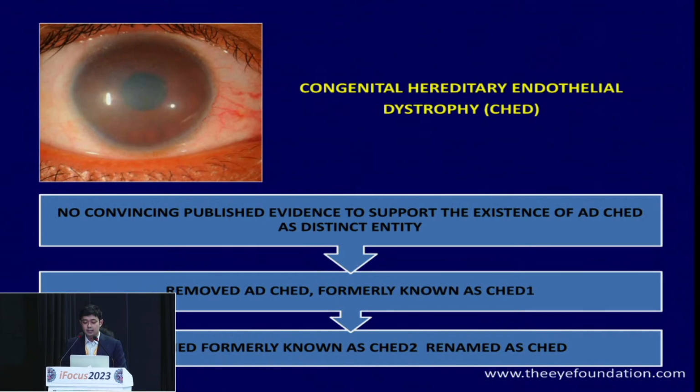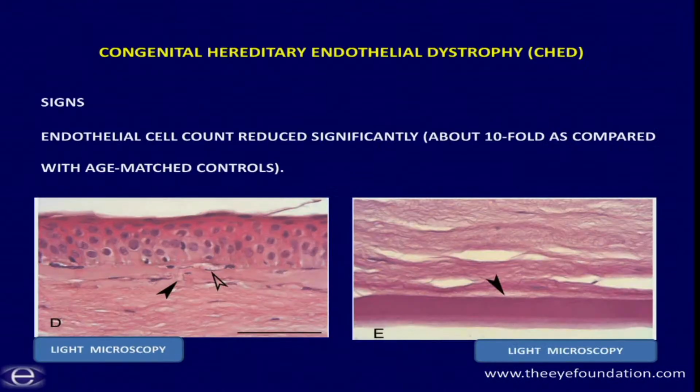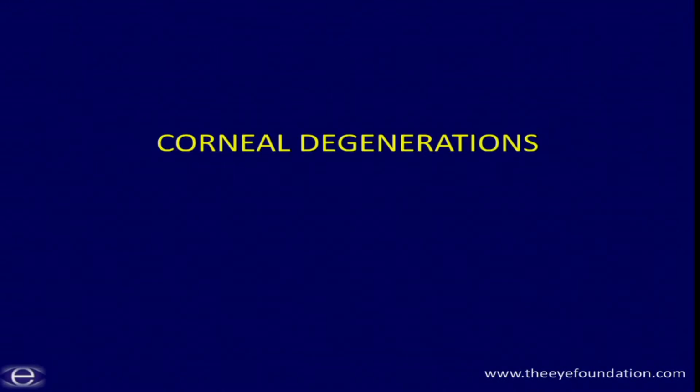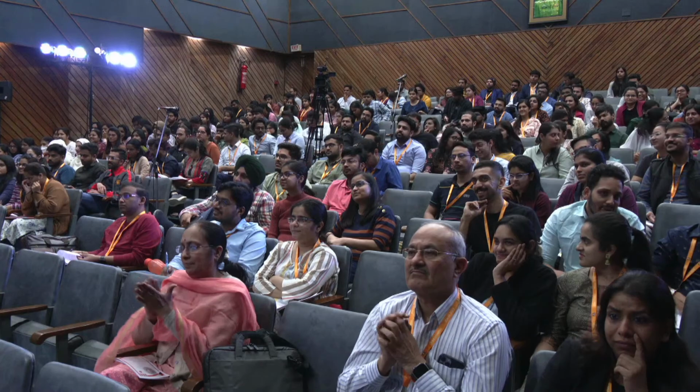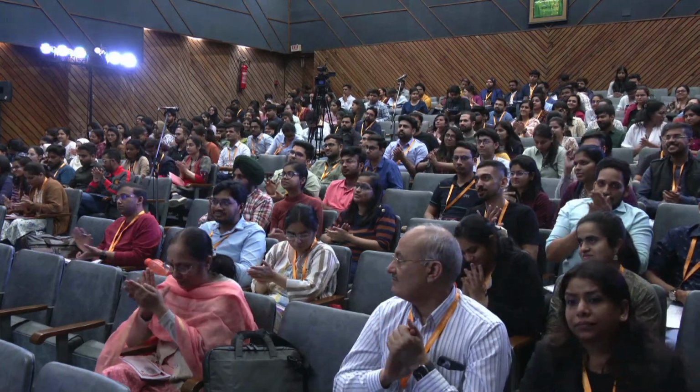But of late, CHED 2 is what is being christened as CHED, and CHED 1 is possibly no longer an entity and is just a variant of posterior polymorphous dystrophy itself. The reason is that the endothelial cell count is reduced significantly, and therefore there's diffuse clouding, and there is a significant thickening in the endothelial complex itself. Yeah. So any doubts? And if not, I think we should close here. Thank you so much for your attention.